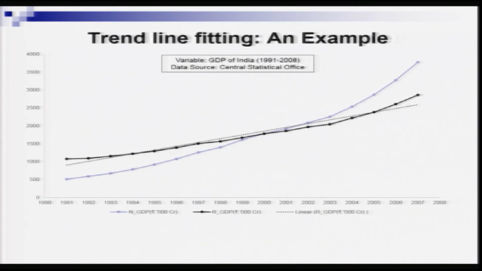Now, we are going to end today's lecture by looking at a very simple linear trend fitting exercise based on Indian GDP data. Let me assume that I have data on the GDP of India from 1991 to 2008. That is basically my time series variable, and the data source is the Central Statistical Office, Government of India. Along the x axis I am measuring the years, and along the y axis I am measuring the GDP.